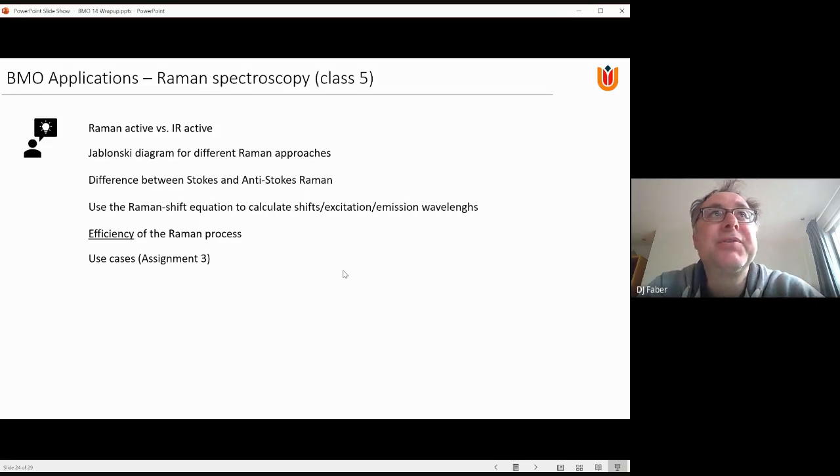I'd like to have some ballpark numbers about what the efficiency of the Raman process is. The spoiler is it is really inefficient, so only one in a billion photons or so actually gets Raman scattered, so it is very inefficient. And some use cases. You may have encountered these already when you're making assignment 3. I don't know that yet, but that could be.